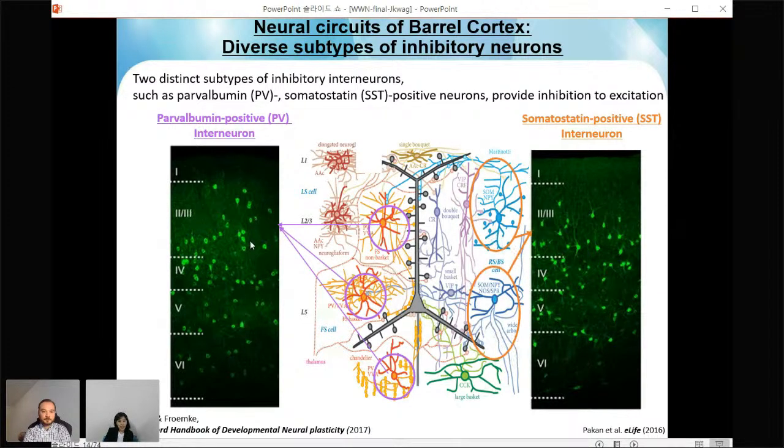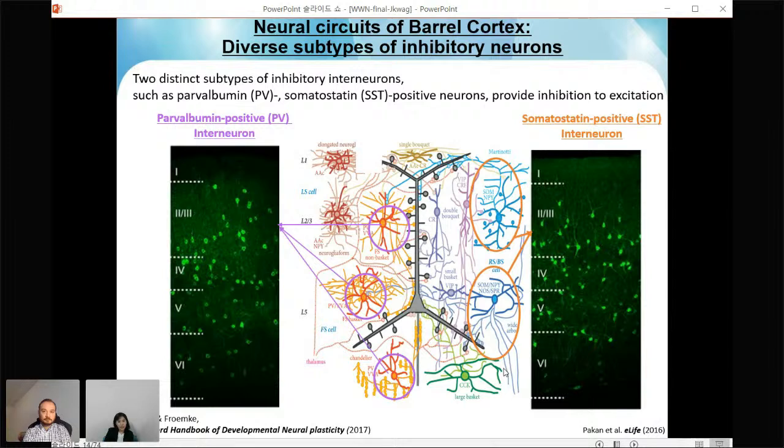You can also see that these neurons have different synaptic targets on the excitatory neurons. Here you see PV interneurons are distributed across all six cortical layers, and somatostatin interneurons are also distributed across the cortical column.